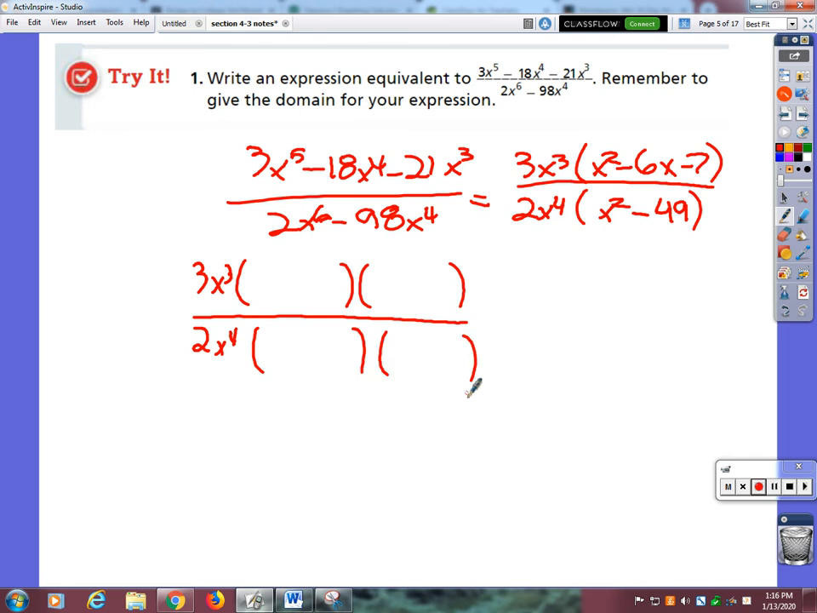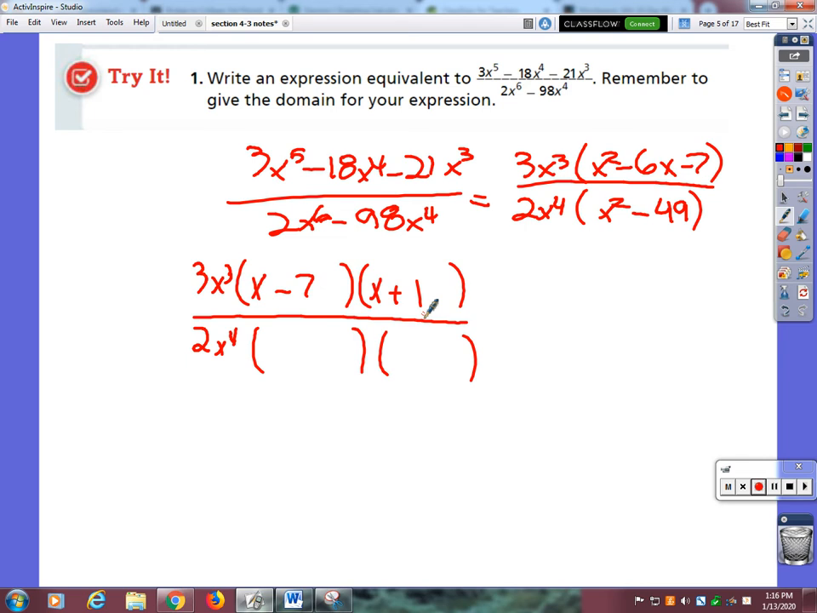Okay, but let's go ahead and factor this. What are two numbers that multiply to be negative 7 and add to be negative 6? There you go. So that would be x minus 7 and x plus 1. Okay, this is a tricky one. x squared minus 49, what does that factor into? x plus 7, x minus 7.